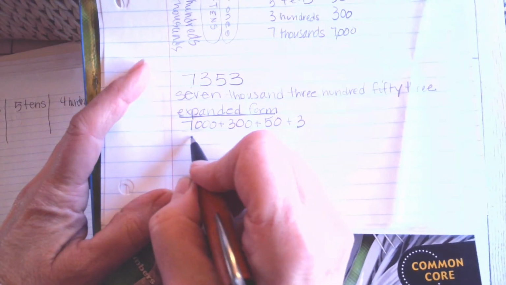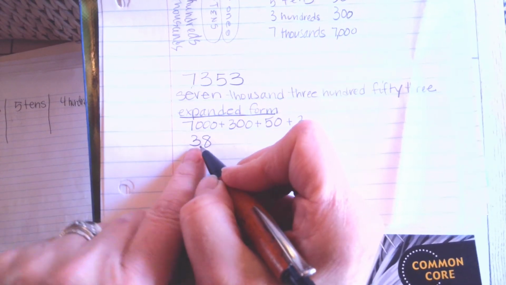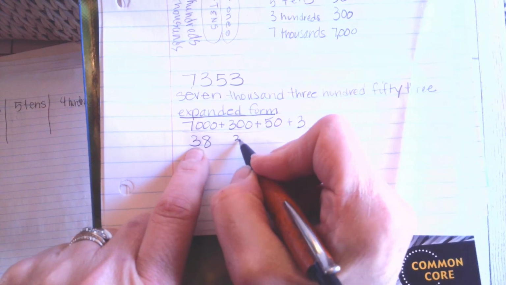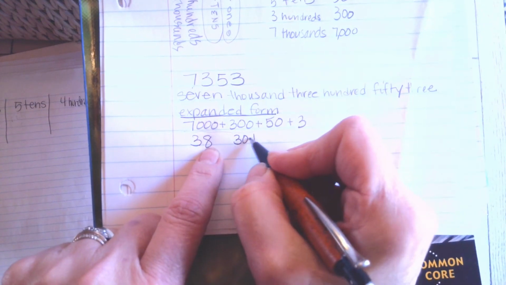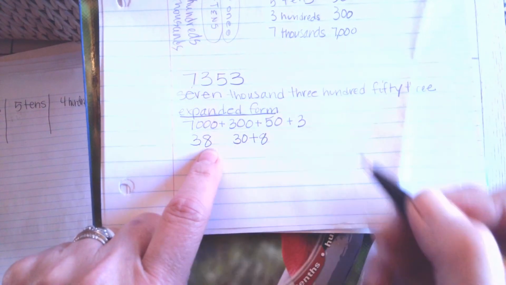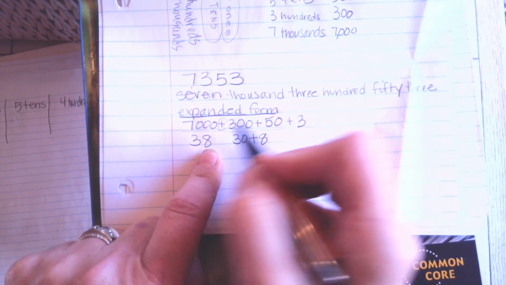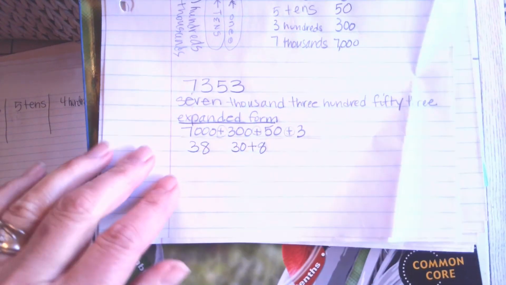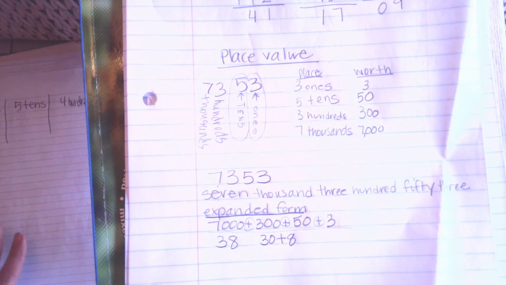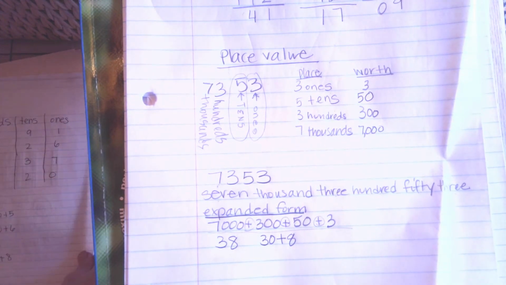So another example of that, an easy example, would be 38. We would say, what is this worth? 30. And what is this worth? 8. And we just put a plus sign between all of the numbers. Does that make sense to you a little bit? Kind of. Okay, it will.